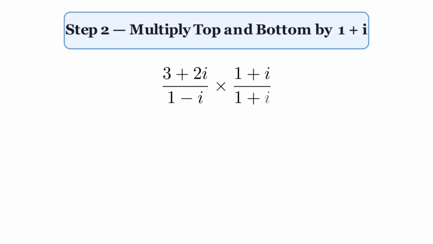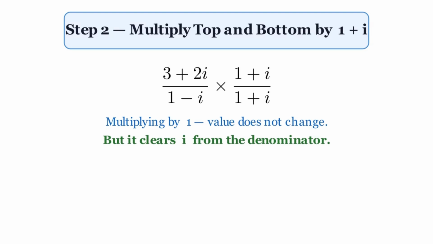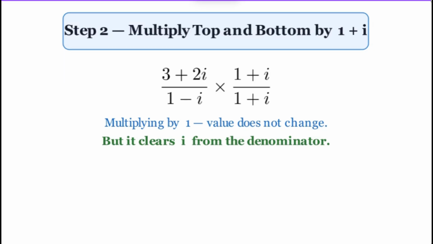Step 2. Multiply top and bottom by the conjugate. We multiply both the numerator and denominator by 1 plus i. This does not change the value of the fraction. We are multiplying by 1. (3 plus 2i)(1 plus i) over (1 minus i)(1 plus i).